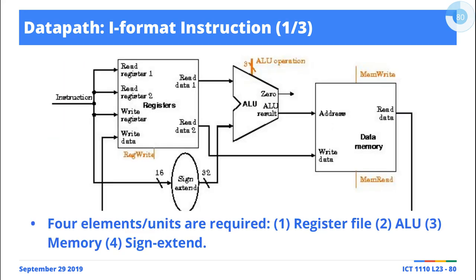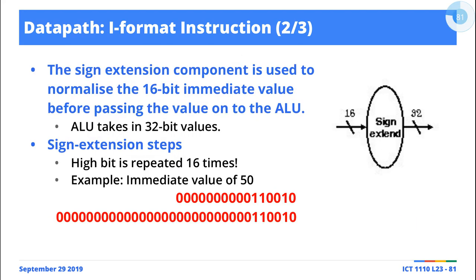If you look at these four components, we already know how the register file works, how the ALU works, and how the memory works, both instruction memory and data memory. But the question is, how exactly does the sign extend hardware component work? Turns out it's quite simple. The sign extend takes as input a 16-bit value and converts it into an equivalent 32-bit value. How does it do this? It gets the 16-bit representation of the immediate value, and then pads that value with 16 bits.